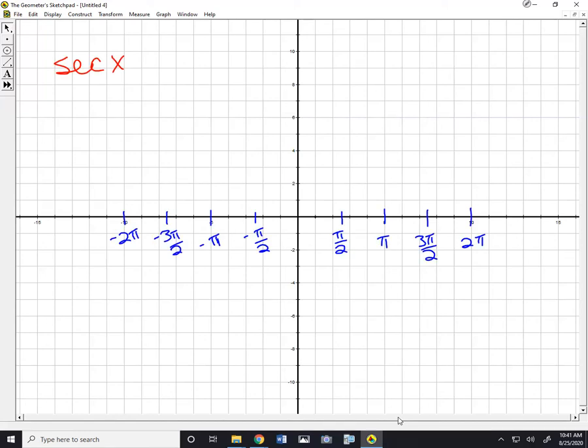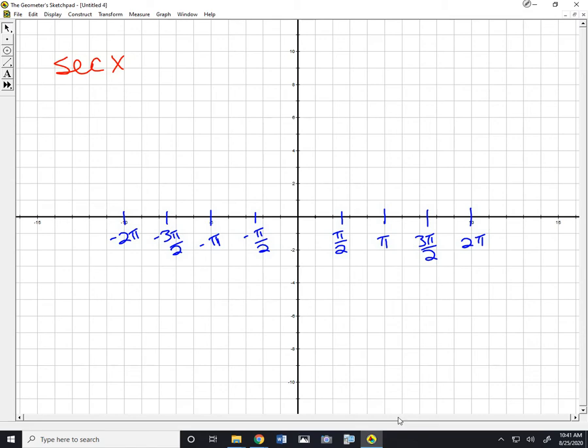Hey, it's time for the secant of x. I will probably make two videos for secant x, one where we generate the graph from scratch, and the second one where there's a little bit of a cheat we can use to enable you to get this graph without having to regenerate it completely every time. So we'll take a look at that.